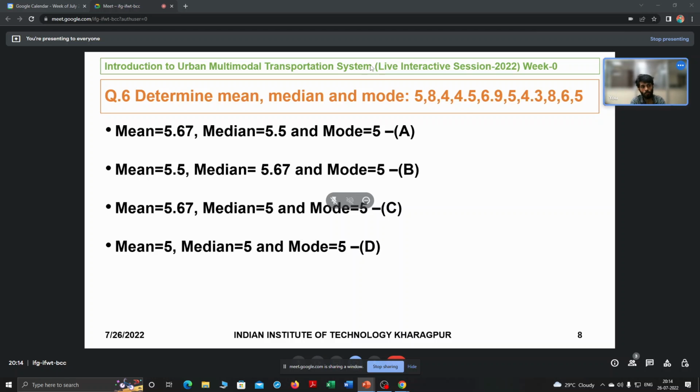So then what is the mode? Mode is nothing but the number which is occurring the highest number of times. So here 4 is occurring only one time, right? 5 is occurring 3 times, 8 is occurring 2 times. So 5 is occurring the most in this data set, so the mode will be 5. So now you can see C is the correct option: the mean is 5.67, the median is 5, and the mode is also 5, right?